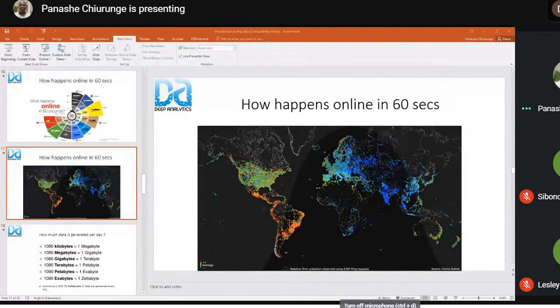So what that actually means, guys, is as long as all of these economies are generating all these huge amounts of data, they will always need people to make sense of that data.